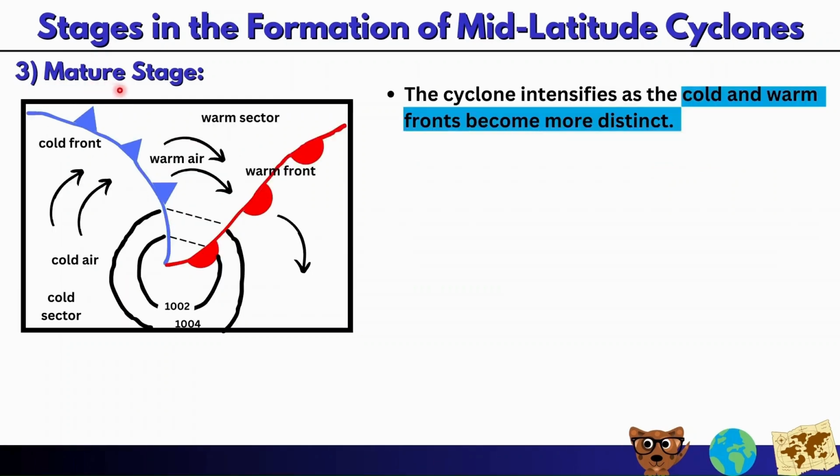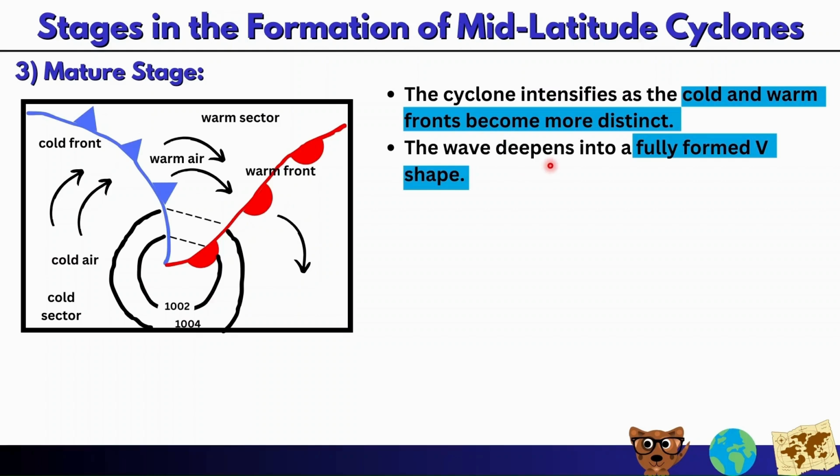We now look at the third stage, which is the mature stage. Now if we look at the stage in the diagram, you can see it forms a V shape. Can you see that? And we can also see two pressure readings, right? In the center, it's 1002 millibars. And then as you go outwards from there, the pressure will increase and move on to 1004 millibars. So the cyclone intensifies as the cold and warm fronts become more distinct. Can you see they're a lot more distinct in this stage than the previous stage?